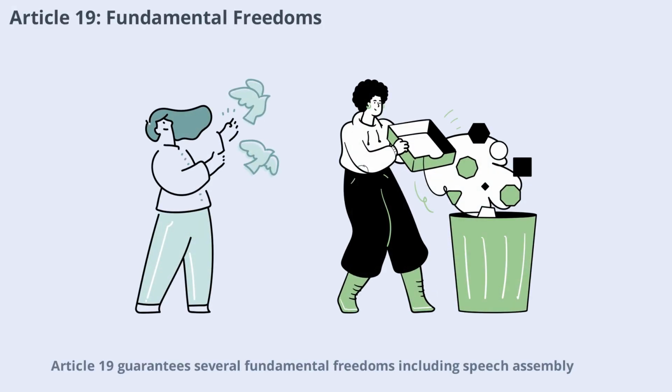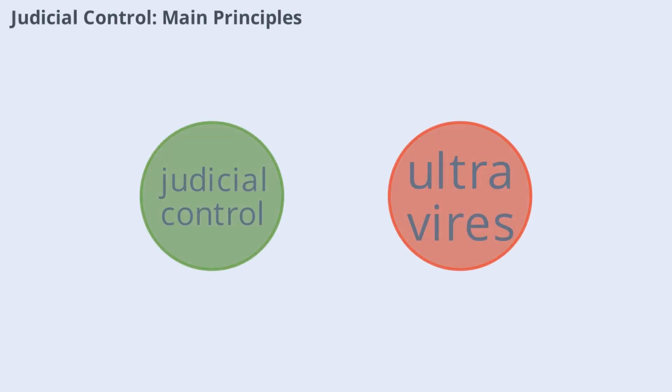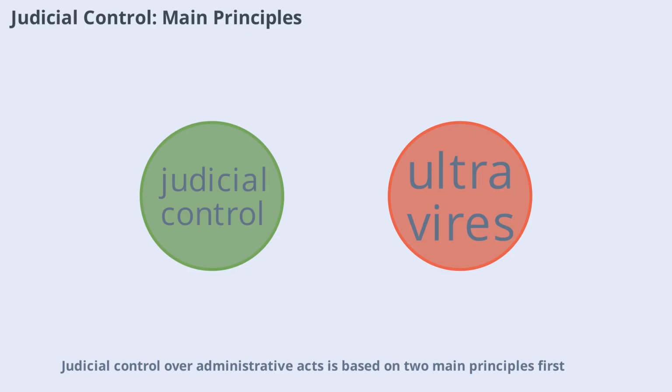Article 19 guarantees several fundamental freedoms, including speech, assembly, association, movement, and profession. Any restriction on these rights must be constitutionally valid and reasonable. Courts review such restrictions to ensure they serve legitimate purposes and are not excessive, thus protecting citizens from arbitrary administrative actions. Judicial control over administrative acts is based on two main principles.